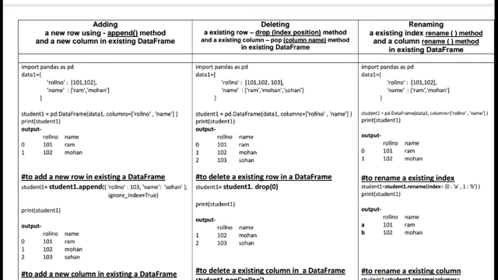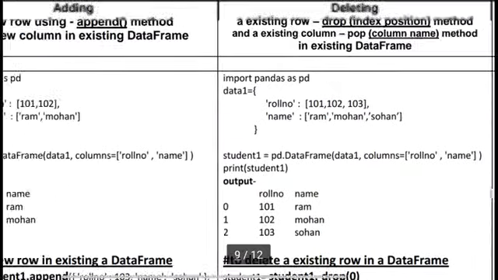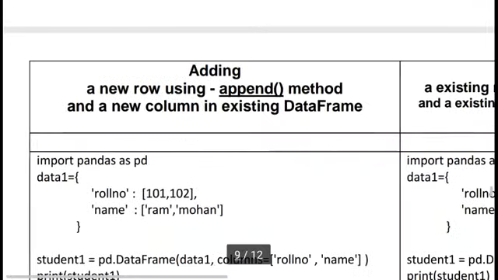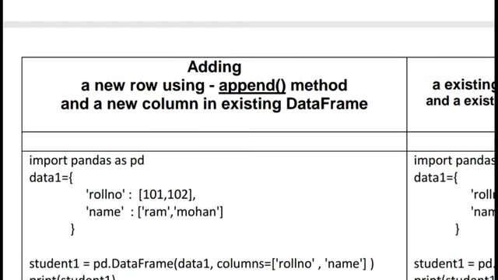For this purpose, now I'm showing how to add a new row, how to add a new column, or how to delete a column, how to delete a row, how to change the index name, how to change the column name. So for this purpose I am taking few examples. Okay, first I am taking adding a new row using append method. Here append method is important, you keep in mind.